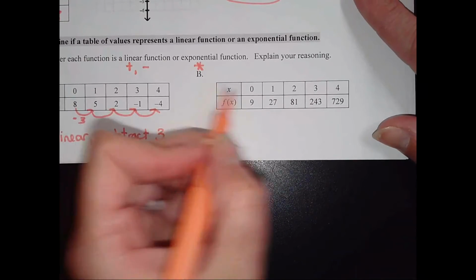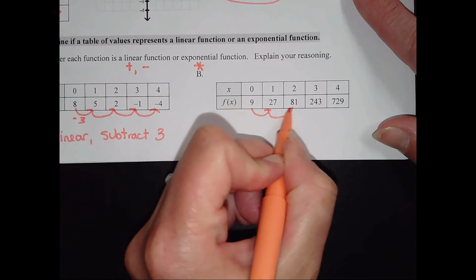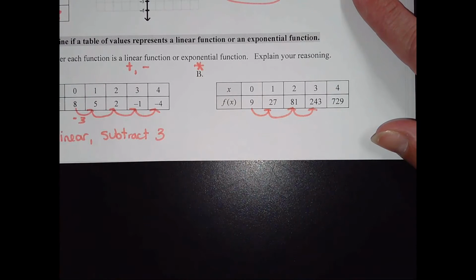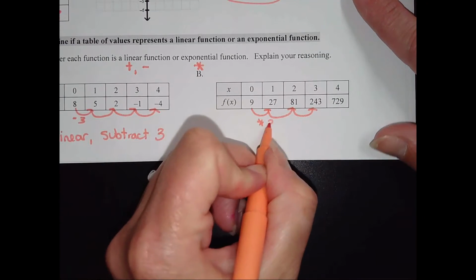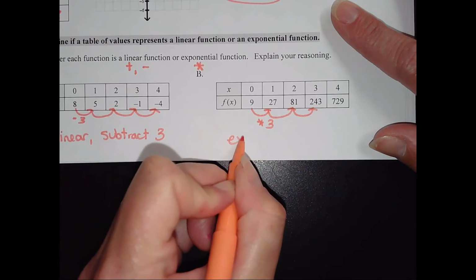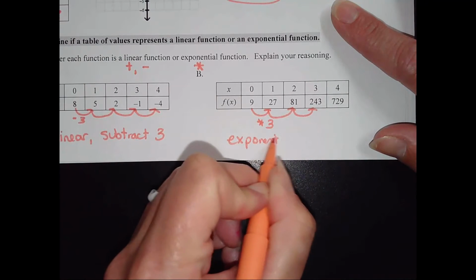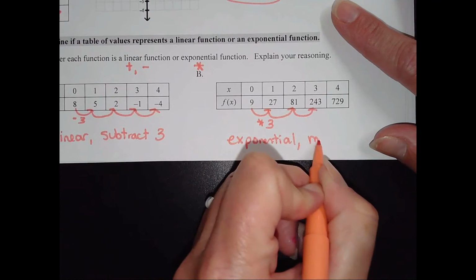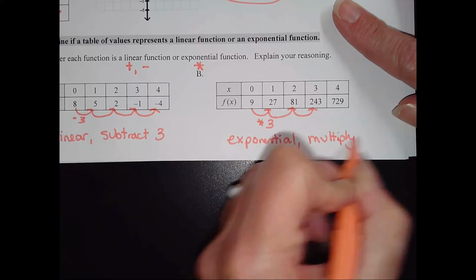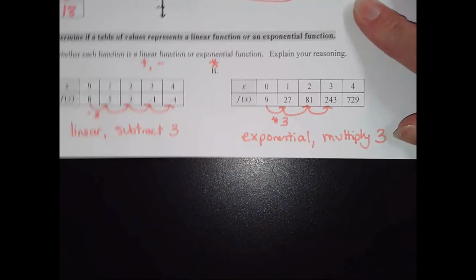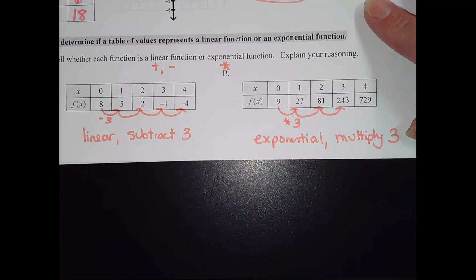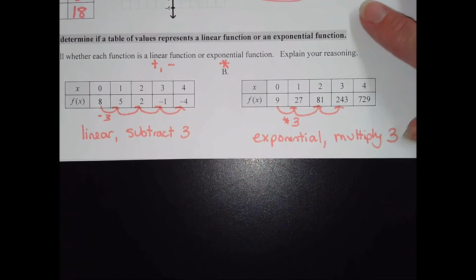What about B? What are we doing each time here? Timesing by 3 or multiplying by 3. So this would be exponential. And the reasoning is that you are multiplying by 3 each time. Any questions? Okay, next page.